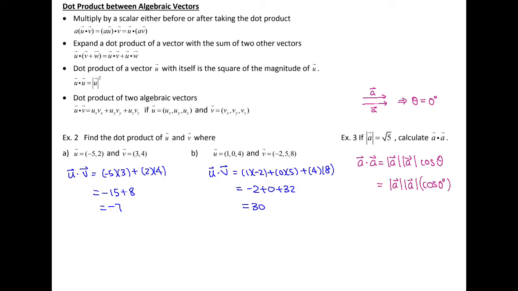So this will be magnitude of A times magnitude of A times cosine 0 degrees. And we know cosine 0 degrees is actually 1. So A dot A means magnitude of A squared. So if the magnitude is root 5, then we have root 5 squared, which is 5. Therefore, we know vector u dot vector u equals the magnitude of u squared.